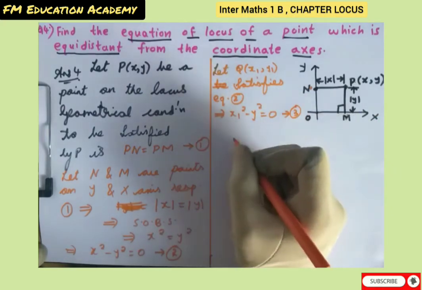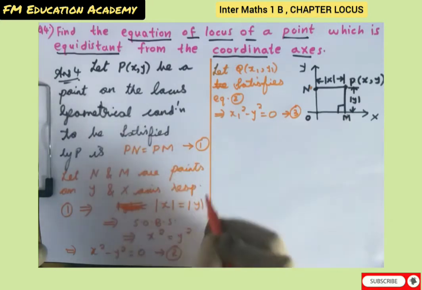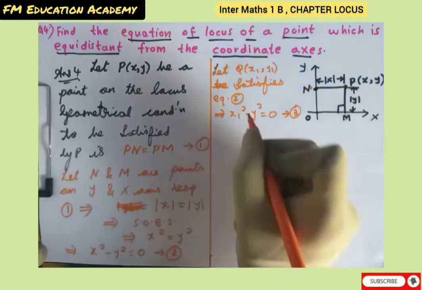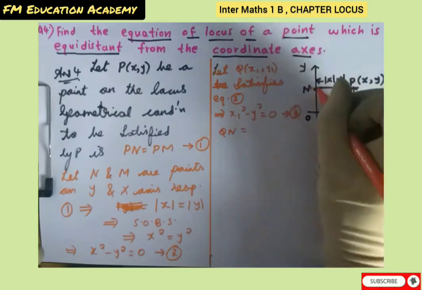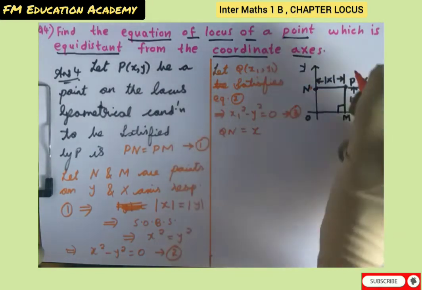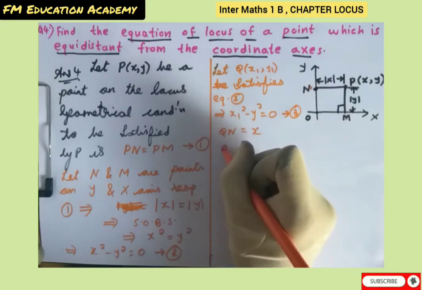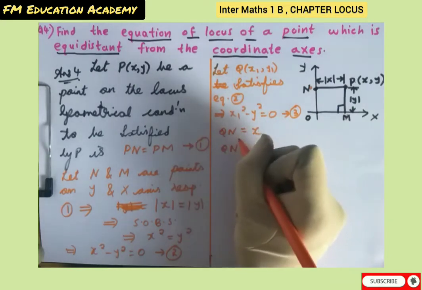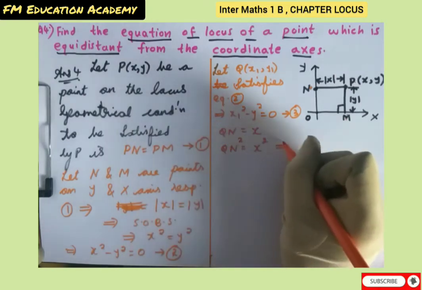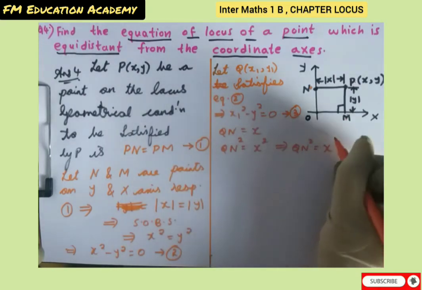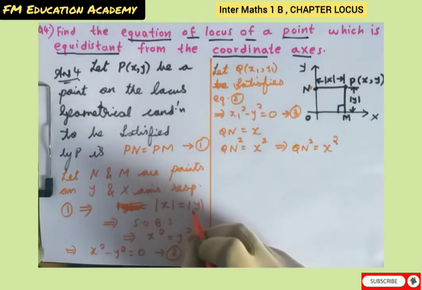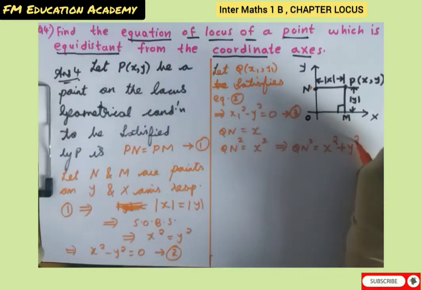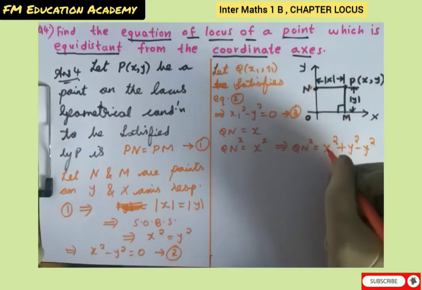Now we will come to verification. What is the verification? PN is equal to PM, that is mod x is equal to mod y. First we will consider QN, since the point here is Q. QN is x. Now how to make this QN equal to PM? If we square both sides, QN square is equal to x square. Now if you observe, we have y, so we can add and subtract y square. Plus y square and minus y square is 0, so we are left with x square only.